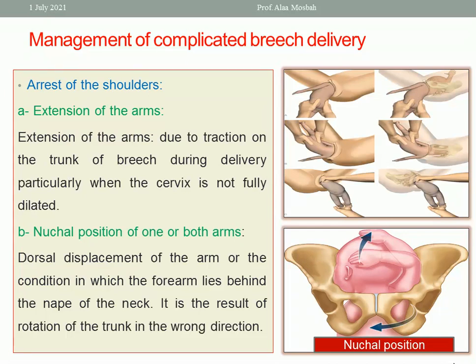Nuchal position, dorsal displacement, as in this picture. Dorsal displacement of the arm, or the condition in which the forearm lies behind the nape of the neck. It is the result of rotation of the trunk in the wrong direction. Rotation of the trunk in the wrong direction makes this problem, which is the nuchal position of one or both arms. Okay?